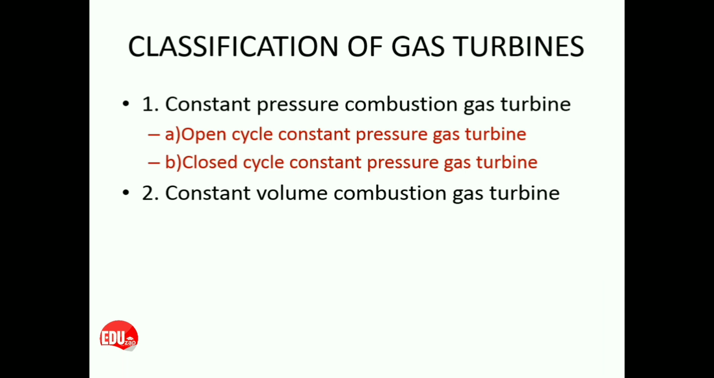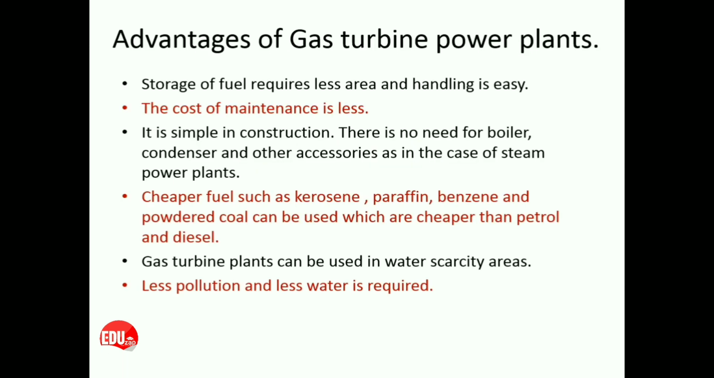Now moving to classification of gas turbines. It is mainly classified into two: constant pressure combustion gas turbine and constant volume combustion gas turbine. The constant pressure type gas turbine is again subdivided into two: open cycle constant pressure gas turbine and closed cycle constant pressure gas turbine. Now these are the advantages of gas turbine power plants. The main advantages are listed here.